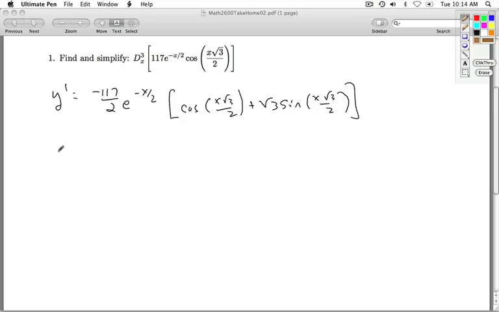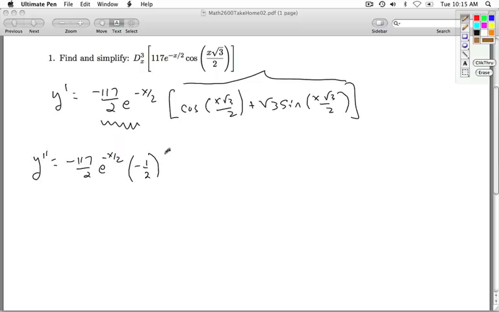Okay, so here's our y prime. Now we need to get our y double prime, our second derivative. And once again, we're going to have to use the product rule. Here's the first function of x. Here's the second function of x. So we take the derivative of the first function. I get negative 11(7) over 2, e to the minus x over 2. And from that chain rule again, I get negative 1/2. Then I multiply it by the second function, as is. And I need to add that now.